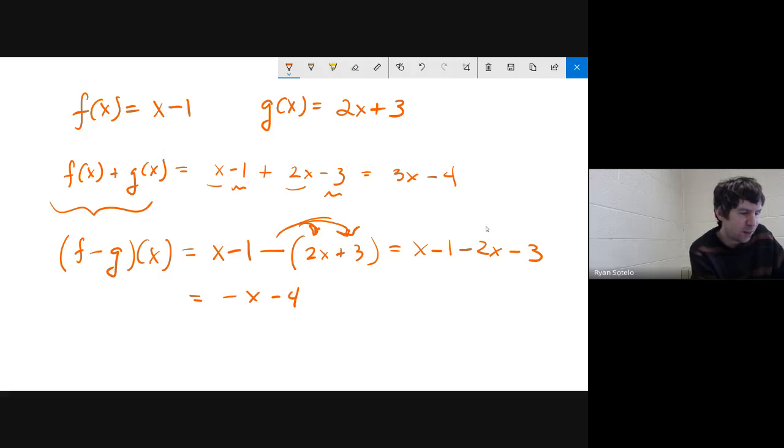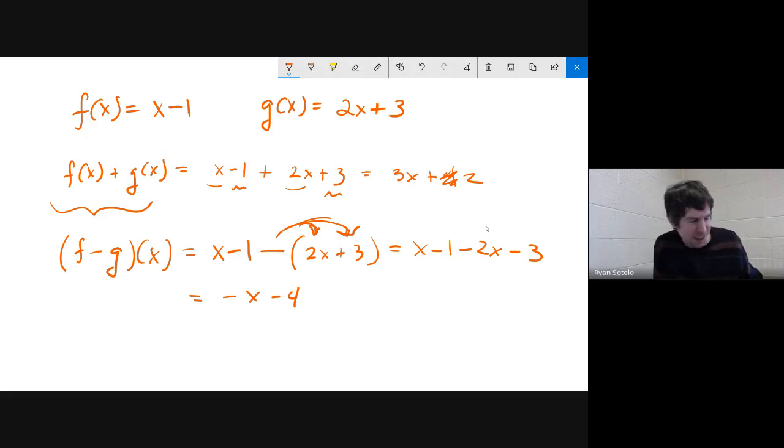You know what? I should have had a plus here. This was 2x plus 3, not minus 3. I made a mistake. Sorry about that. Little error. But otherwise, it's the same. You add them. You just add up the expressions. You subtract the expressions. Are you guys okay with that?